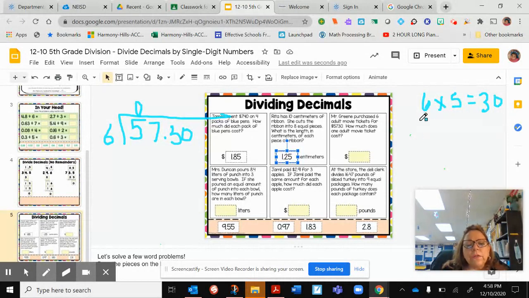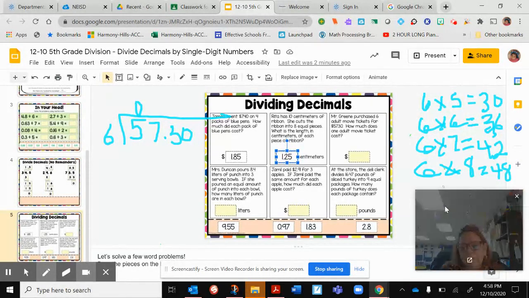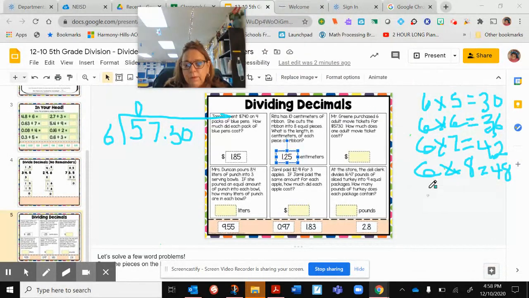6 times 6 is 36. 6 times 7, 42. 6 times 8 is 48. Can I keep going? Yep, I'm going to move myself. 6 times 9, 54. Oh, we may have something right there.